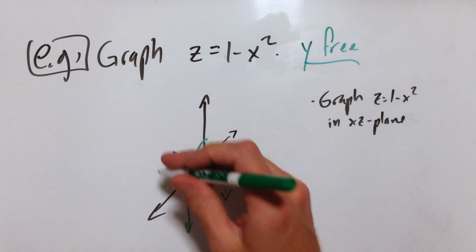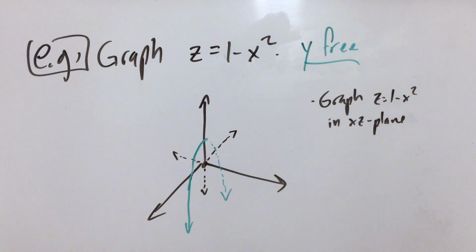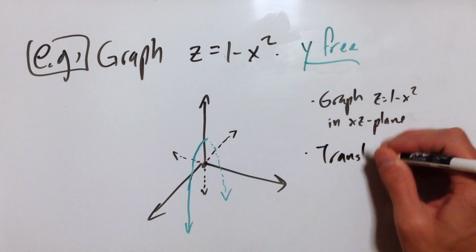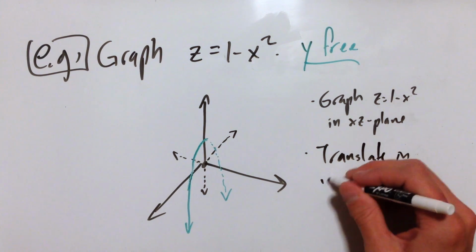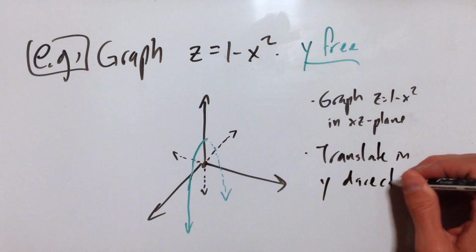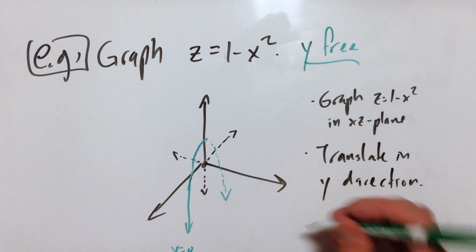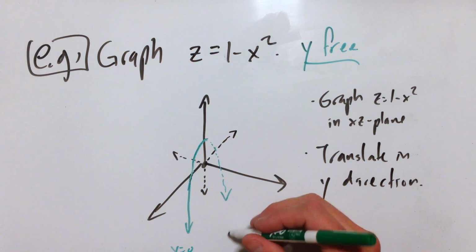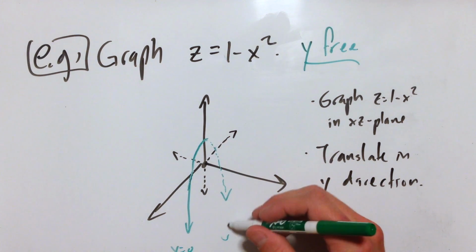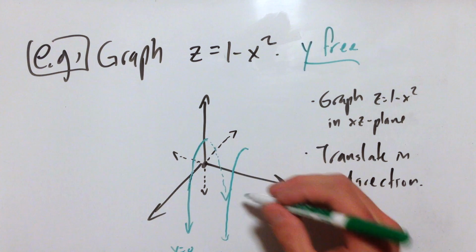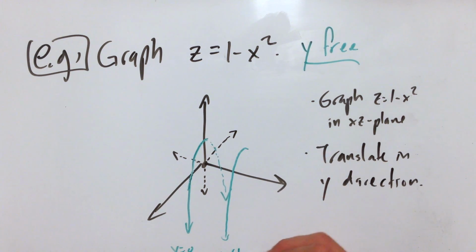So then let's translate it forward a couple of times, or maybe just once. So let's translate in the y direction, because y is free. We're taking traces with respect to y. Notice this is when y is equal to 0. So why don't we just let y increase over to, I don't know, let's pretend that this over here is y equal to 4. Why not?